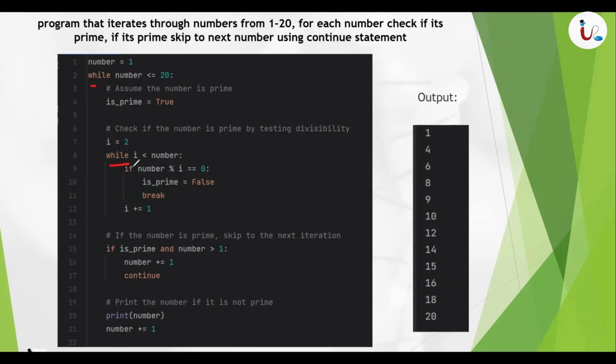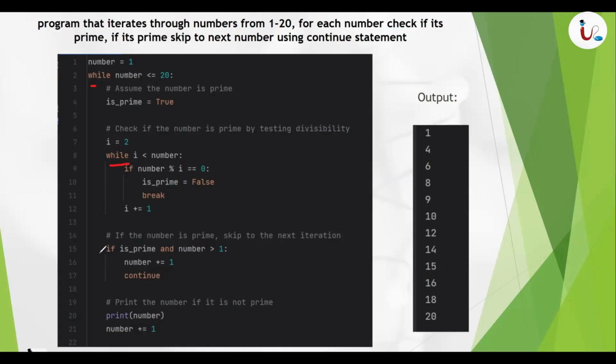While i less than number: i is now 2, number is now 1. 2 less than 1 is wrong. So the while loop condition is false, and we are directly going to line number 15. We are checking if the number is prime. Is prime means we are simply writing is_prime equal to True.